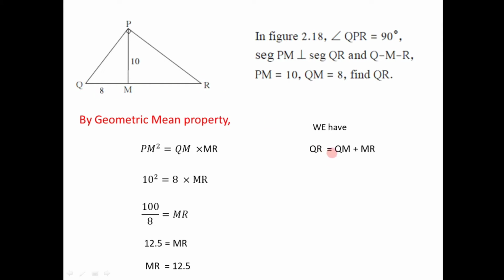That is, QR is equal to QM plus MR, because it is given that Q-M-R, that means Q, M and R are collinear points. That's why we can write this. QR is equal to QM plus MR. Now we have both the values of QM and MR. We should just need to replace QM by 8 plus MR is 12.5. So 8 plus 12.5, that's 20.5. So this is the length of segment QR. Let us have the next question.